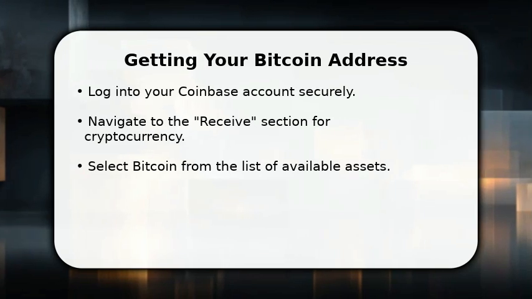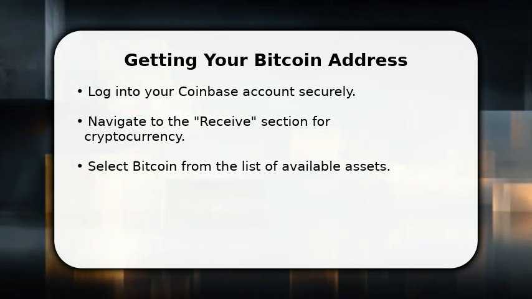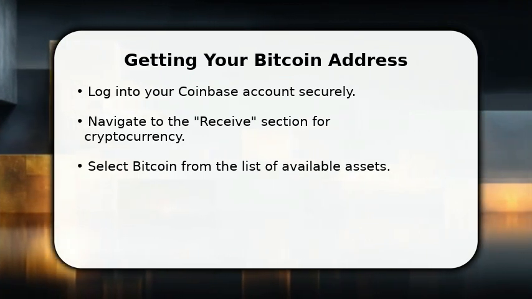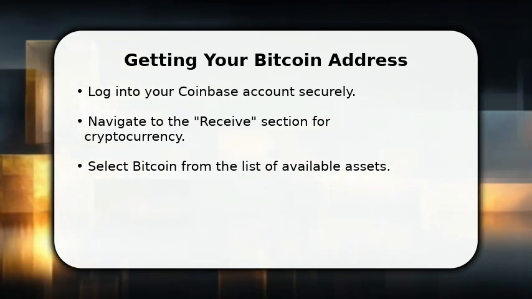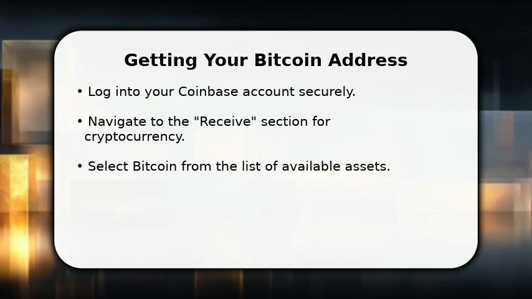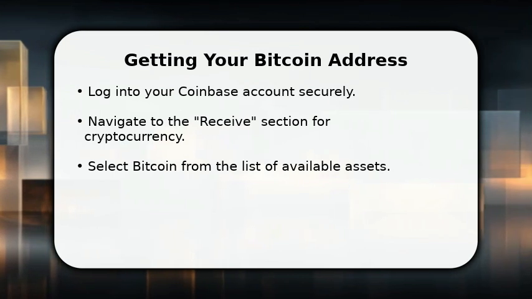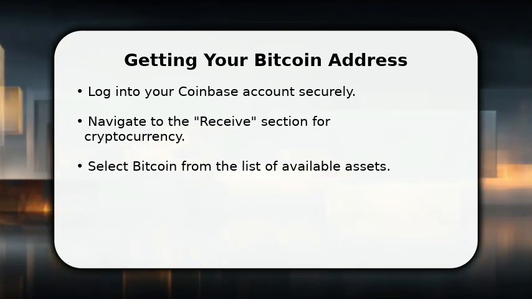Enjoy the video. In this video, I will show you how to get your Bitcoin address from Coinbase. First, log into your Coinbase account using your credentials. Once logged in, look for the Receive option, usually found on the main dashboard or in your portfolio section. Click on this to proceed.